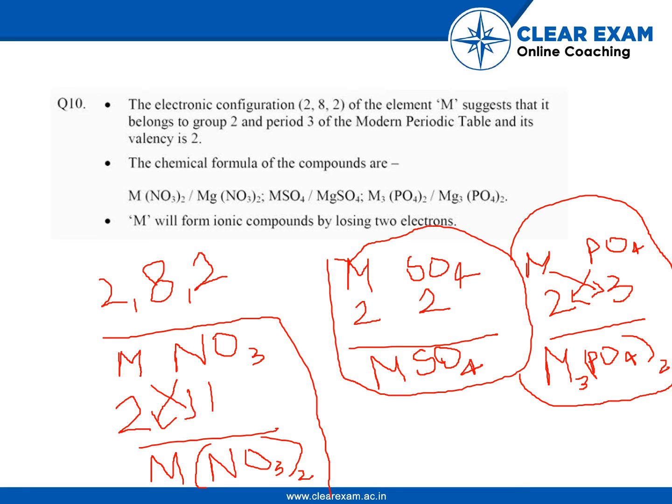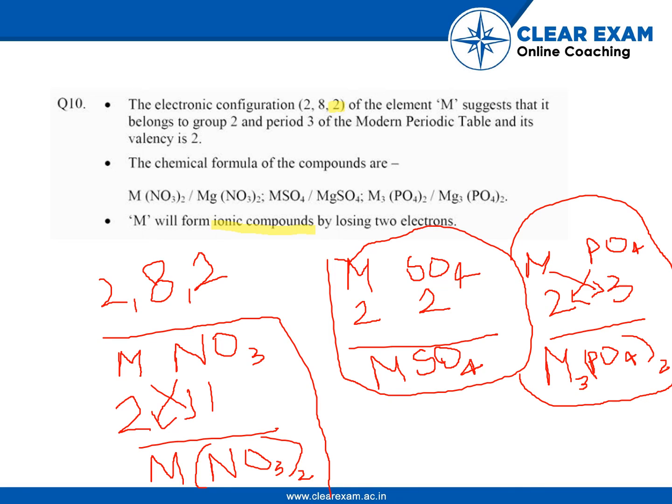Now the next part was whether it will form an ionic compound or a covalent compound. So we can clearly see it has only 2 electrons in its outermost shell. So therefore it can become stable by only losing 2 electrons, and therefore it will form an ionic compound.